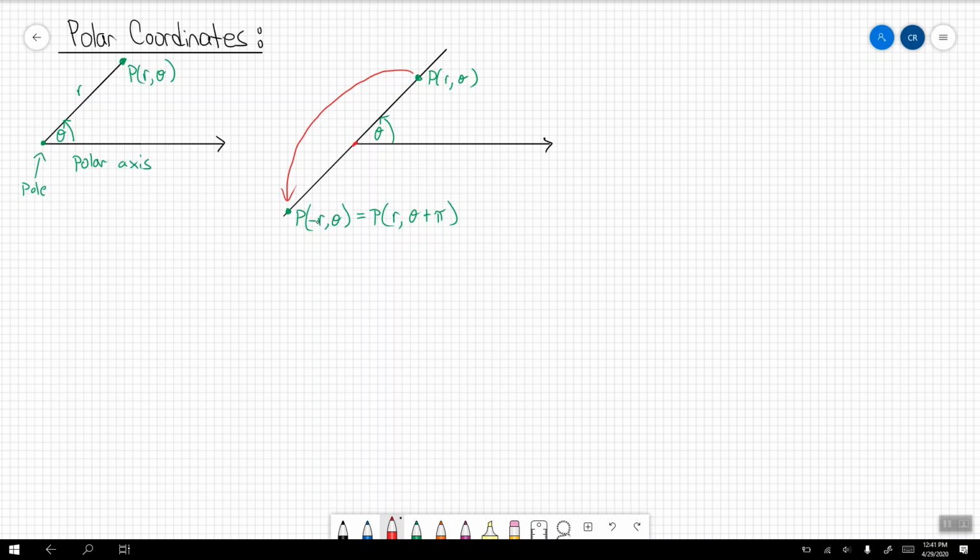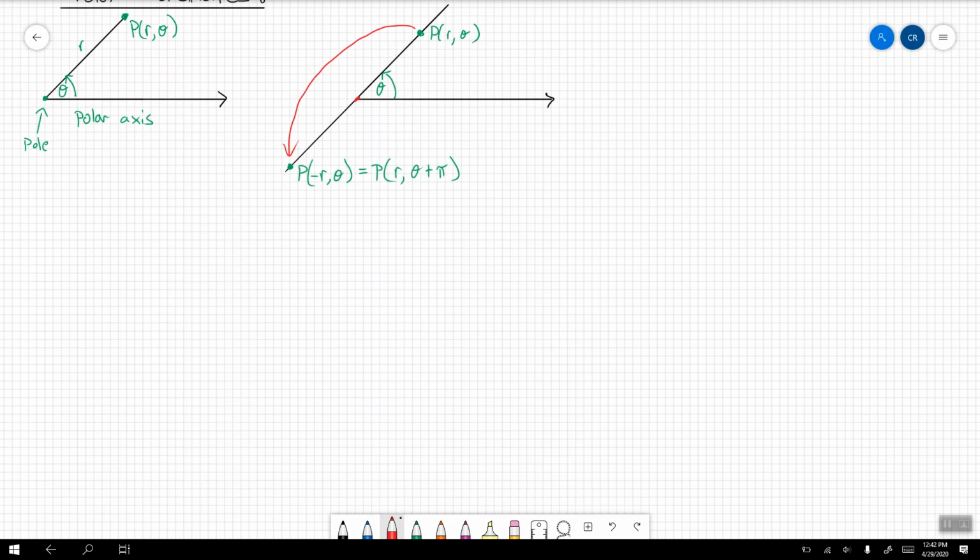If we don't want a negative value for the r, we can interpret it as r, and then we just take our theta, and this is what's changing the direction here, and all we're going to do is add pi to it. In other words, 180 degrees. So we have different ways of interpreting these negative radii when we're talking about polar coordinates.